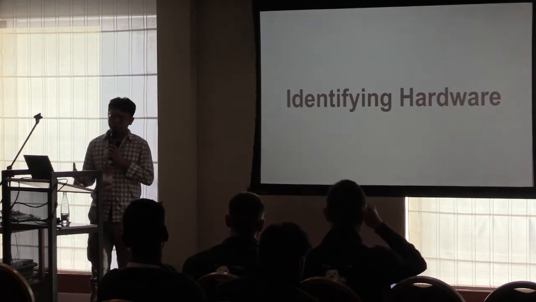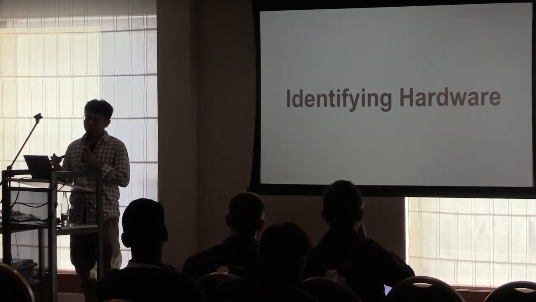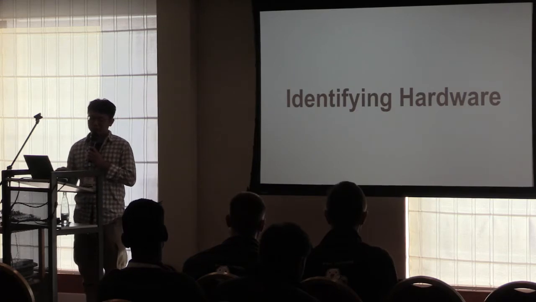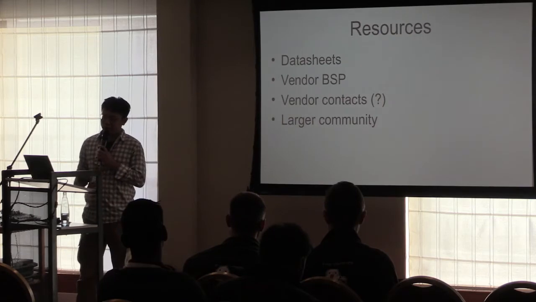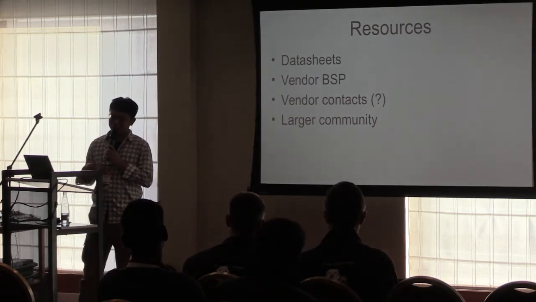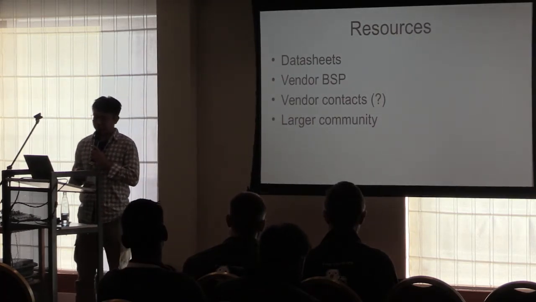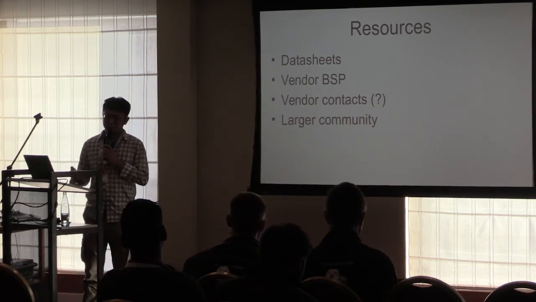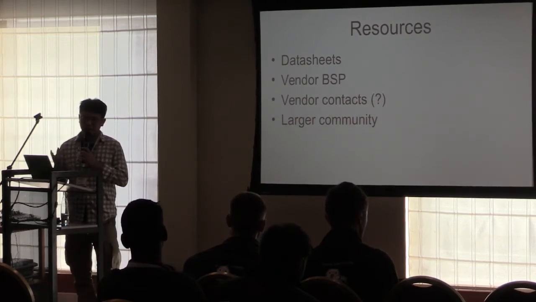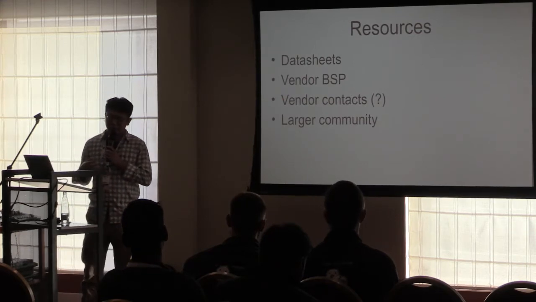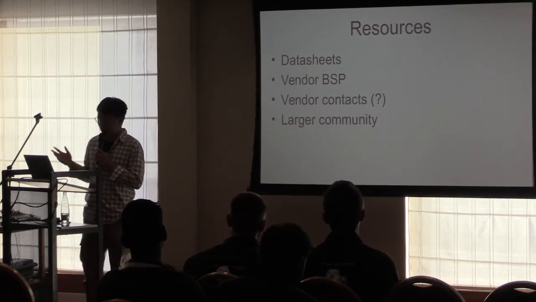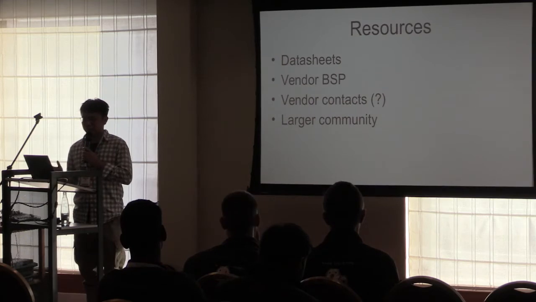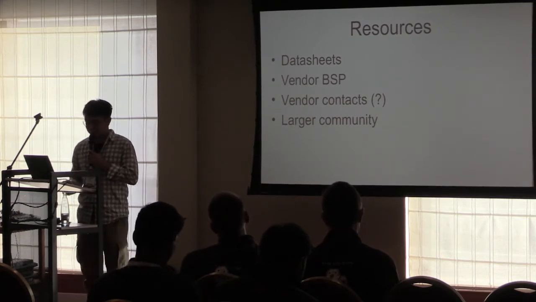So how do we know what hardware block or what IP core your SOC is using? To do this, you really need some resources: data sheets from your vendor, possibly your vendor BSPs. If you have any contacts at your vendor, if you're in a good relationship with them, you might ask them. Sometimes they will respond. Most of the time they won't. And also the larger kernel community might be able to help you.